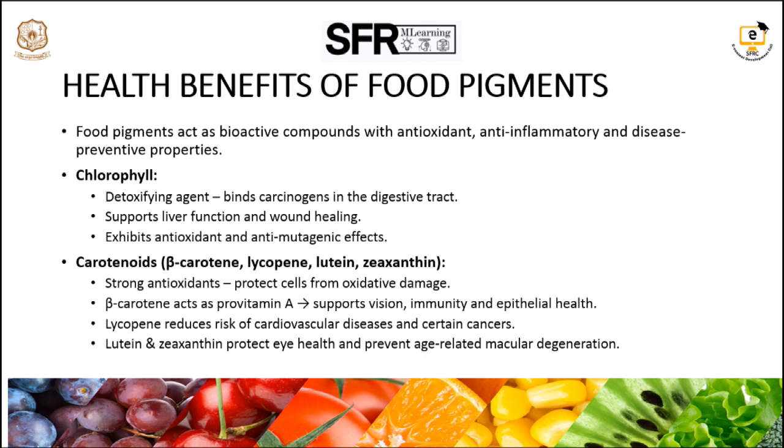Generally we say the fruits and vegetables protect the human body. All those protective factors are not only because of the vitamins and minerals but also because of the pigments, which have anti-inflammatory and antioxidant properties. Beta carotene acts as a provitamin A in the human body.